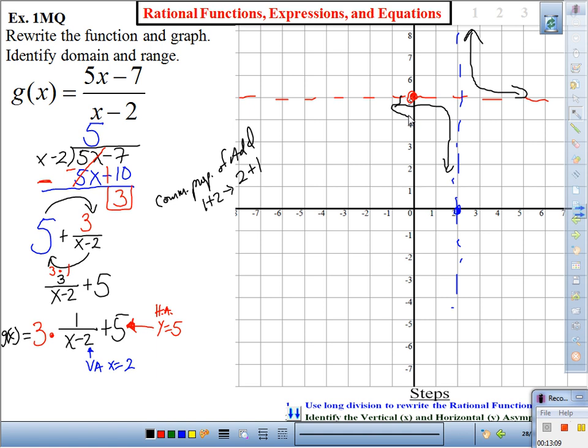But how do you know exactly where it goes? Right now, we're not doing it exact unless I ask you to do a table. Is that correct? Then you would get points. But for right now, does that look pretty close to being the graph? Yes.